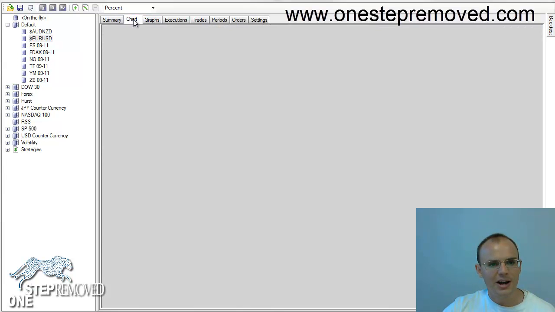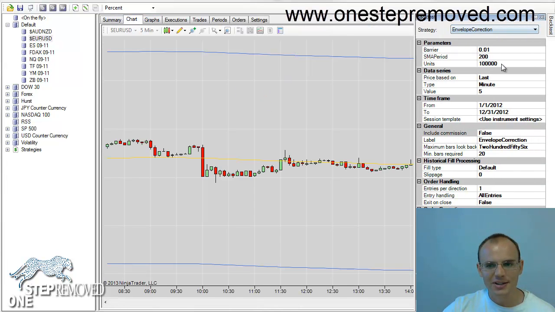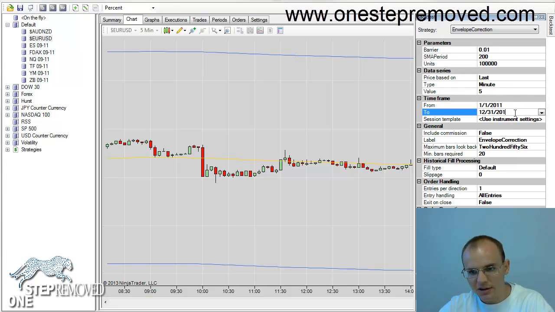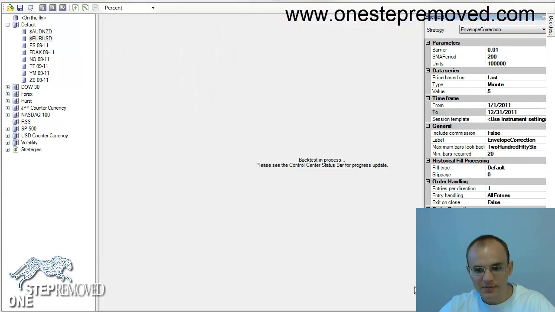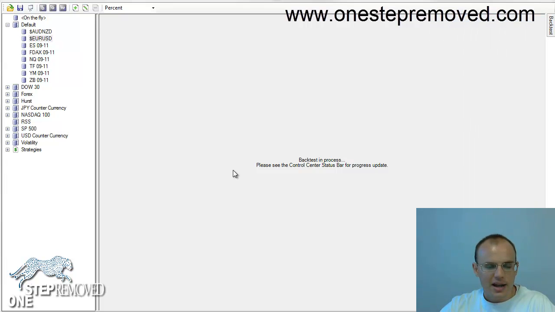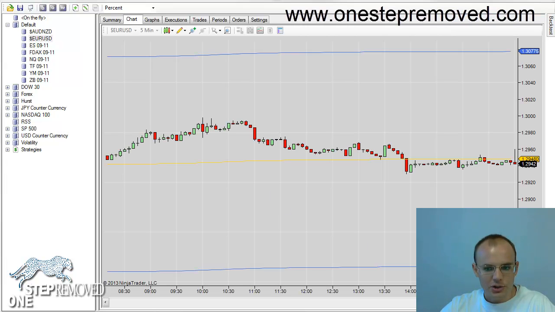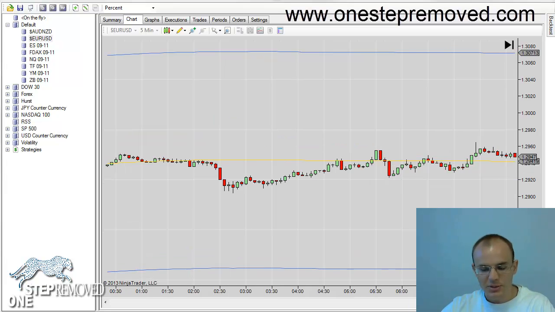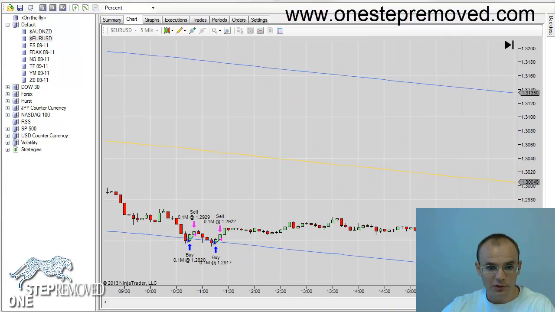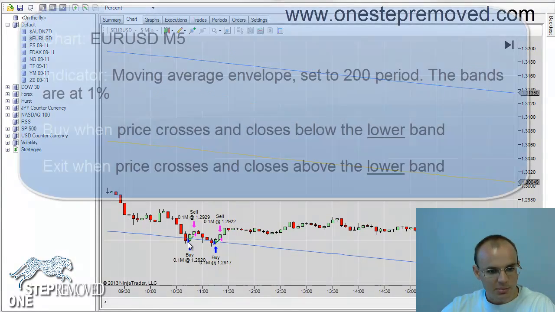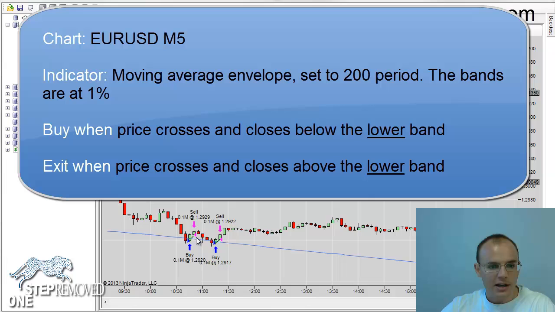I forgot the part where I'm going to show you how it works. So let's do this here in 2011 because there are a lot more setups and they're easier to find. As this test runs, I'm going to scroll through this and show you some sample trade setups. This is the moving average envelope. This is 1% above, this is 1% below the 200 period moving average. And then you see here the price cross below the band. You just buy it and then you wait for it to cross and close above the lower band, at which point you exit. It happened here again and then you exit.